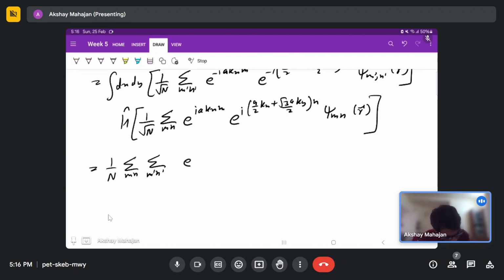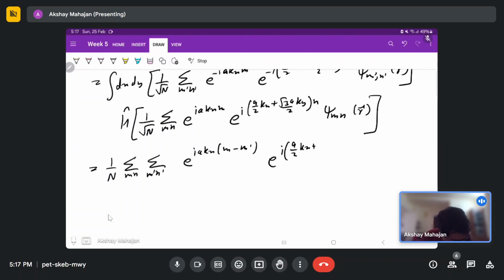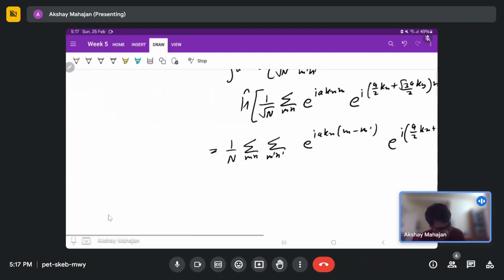It will be e to the power iota a kx (m minus m prime), and e to the power iota (a by 2 kx plus root 3 a by 2 ky)(n minus n prime). Alright, and then you will have your integration dx dy psi star m prime n prime H cap psi of mn. Okay, and again we know what we are going to do.